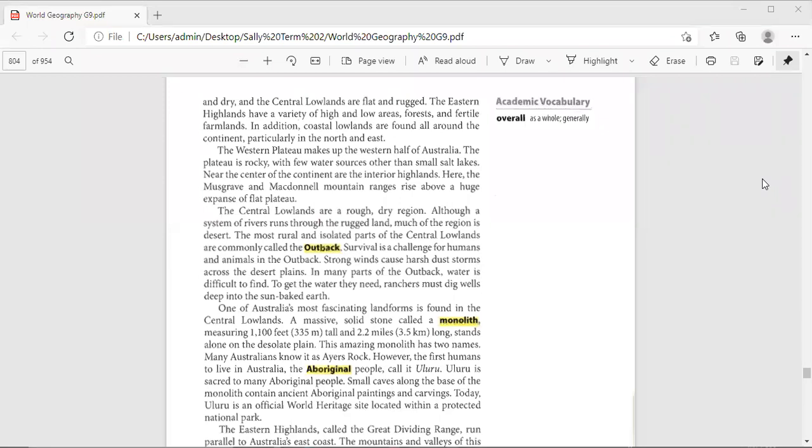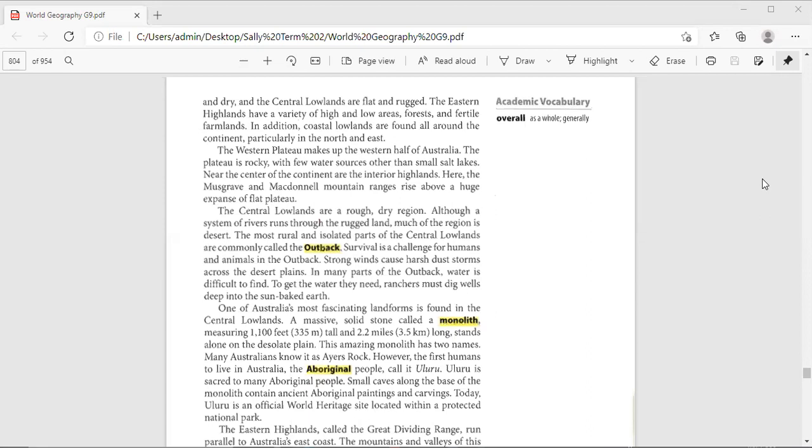In the Western Plateau, it actually makes up half of Australia. The plateau is very rocky with few water sources, as Ahmed mentioned. You said that the most important physical feature there is the McDonnell Mountain Ranges. Only the McDonnell?